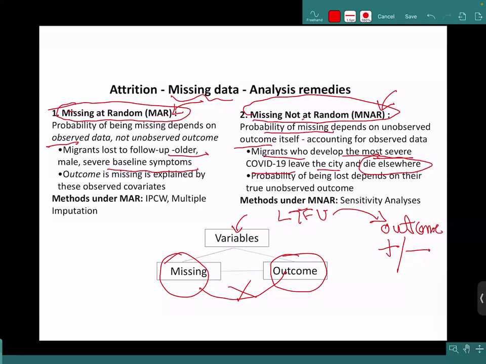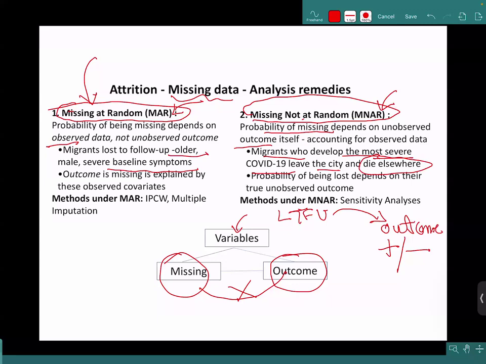And if you feel that whether the person has been lost to follow up or not, the likelihood of death is going to be the same in either of the cases, then it is missing at random. So this is a bit difficult. This is a bit heavy, but you have to read about this concept to get more clarity. I'm just introducing the concept here.